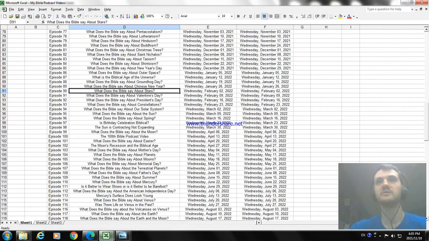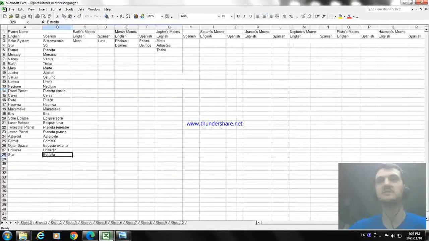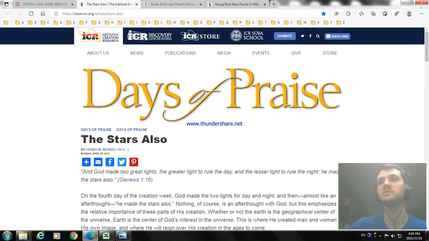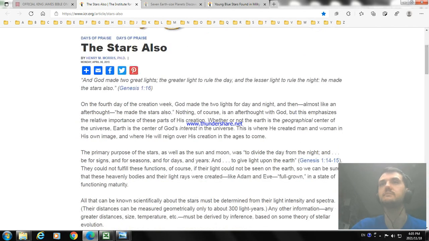All right, so that's how to say star in other languages, but what does the Bible say about stars? Well, God created stars on day 4 of His creation week. And God made two great lights, the greater light to rule the day, and the lesser light to rule the night, and He made the stars also. That's Genesis 1 verse 16.